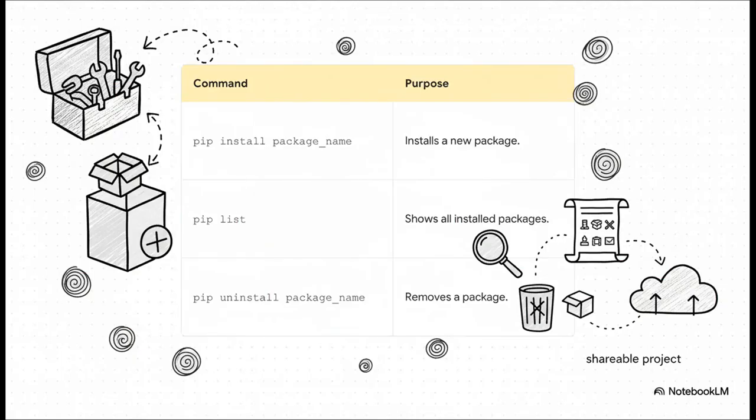And really, you only need to know a few basic commands to get started. pip install grabs a new tool, pip list shows you everything you've already installed, and pip uninstall gets rid of stuff you don't need anymore. That's pretty much it. These are the commands you'll be using all the time.